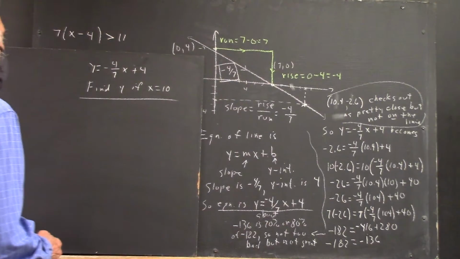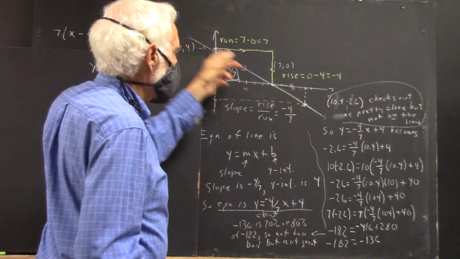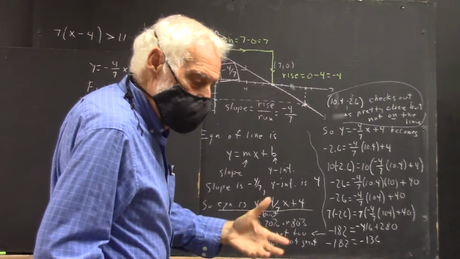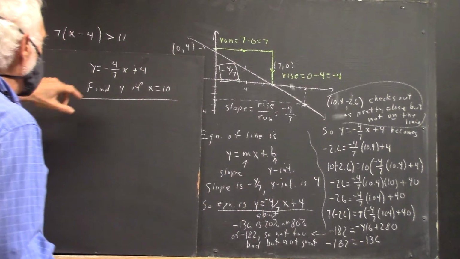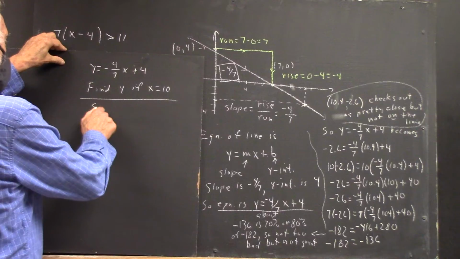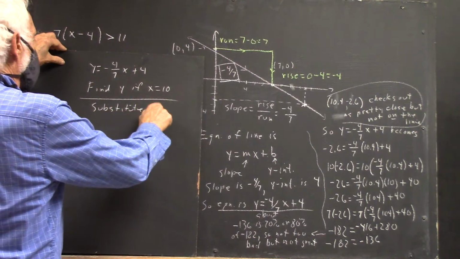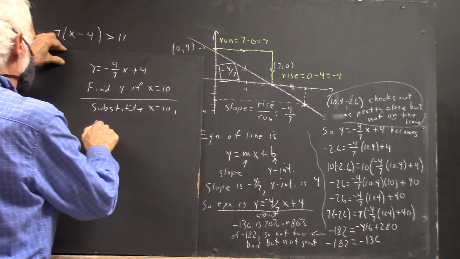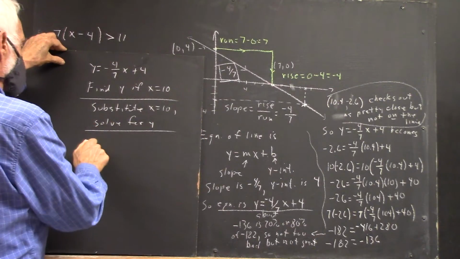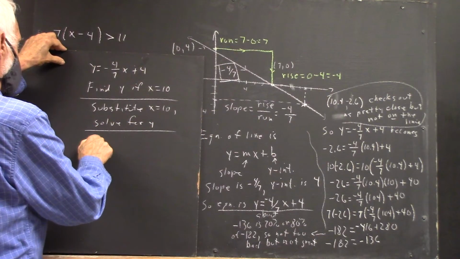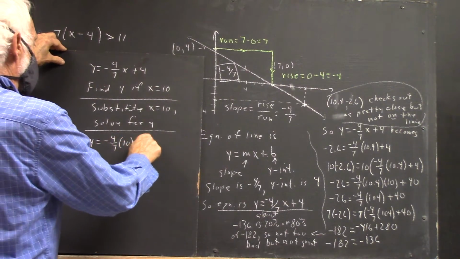And it reinforces the idea that this equation tells you what points are on the line. Okay, well, if we're going to find y when x equals 10, substitute x equals 10, and solve for y. So we have y equals -4/7 of 10 plus 4.